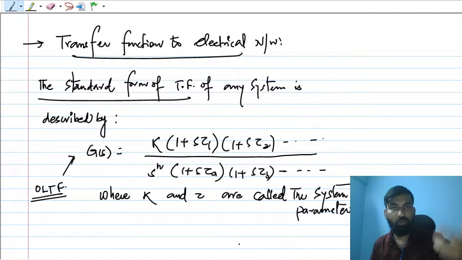Last time we saw one RC circuit, okay. The time constant of the RC circuit was what? The time constant of the RC circuit was RC only, okay. So that you have to keep in mind, okay.